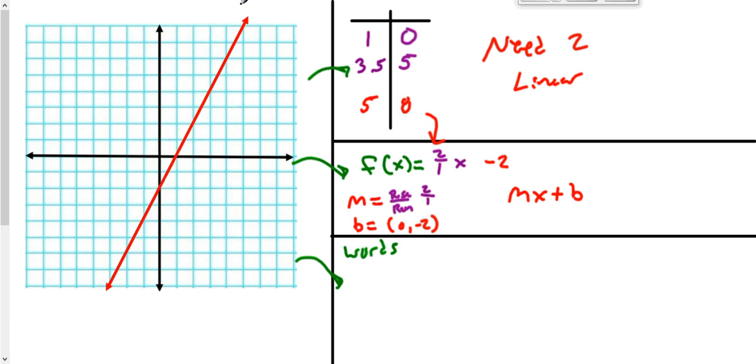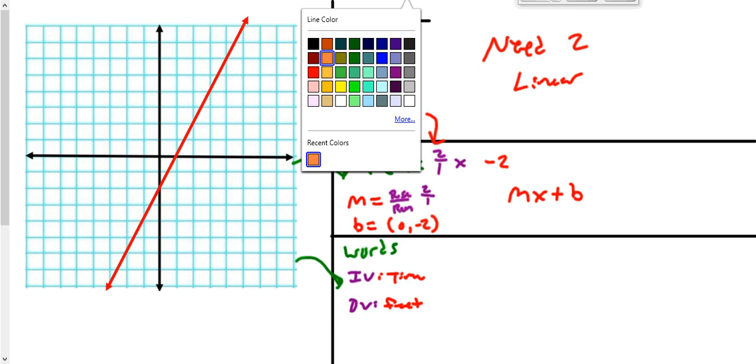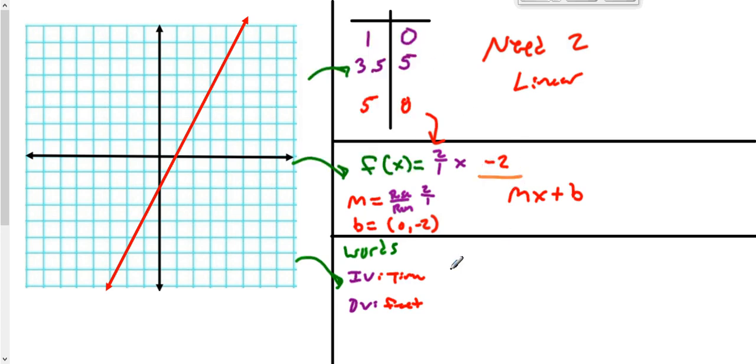The last thing for our word problem is we have to relate these 2 points together in some sort of story problem. IV and DV, we can make them up whatever we want. We're just going to keep it simple. Let's do time, and let's do feet. In our brief story, we're going to have to relate why we start at -2.